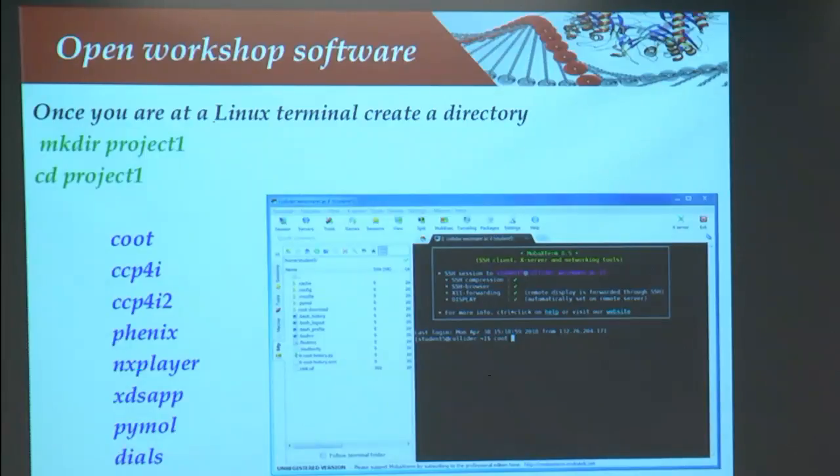Once you're there, you can actually create your own directory. So each person will have his own directory for his own protein or test case. And then you can go to your directory, and from there you can run all the software that we're gonna try in the workshop, okay? So we want to make sure that each one has a separate directory for their own data, okay?